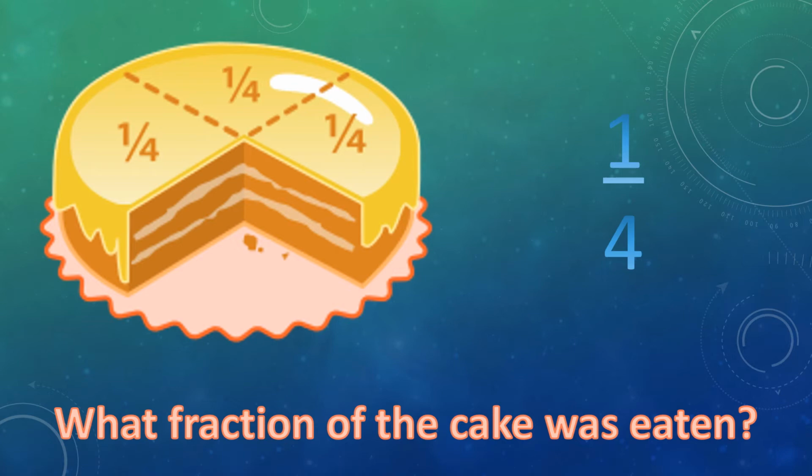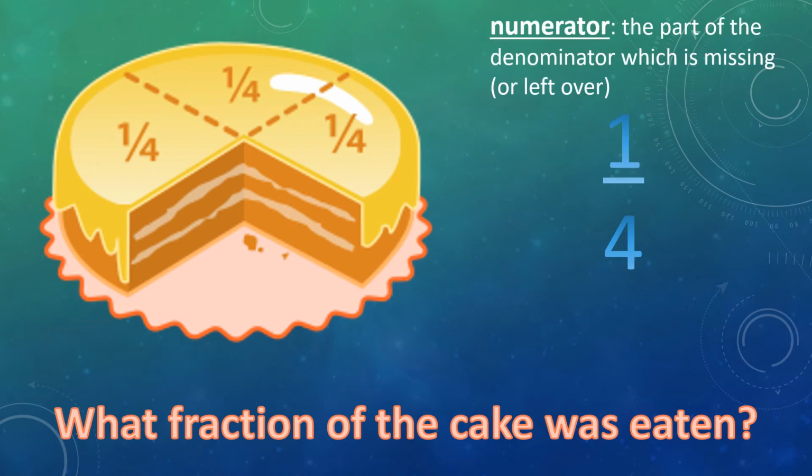This top number above that line, which is called a fraction bar, is called a numerator. So I'm going to say that again. The number that is above the line is called a numerator. This number represents the part of the denominator which is missing or left over, depending on the question that you're being asked. Our question is asking us what fraction of the cake was eaten. So we're talking about the missing part. And so far, we can see from our image that only one piece is missing. So that's why we're using the number 1.